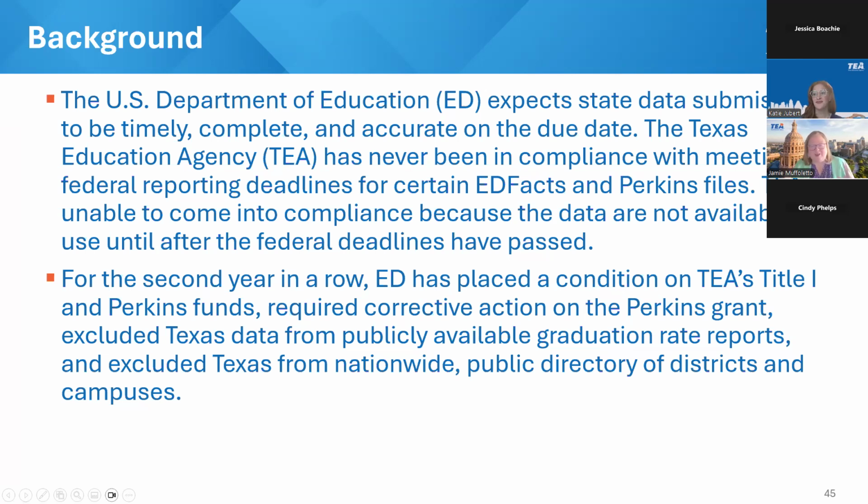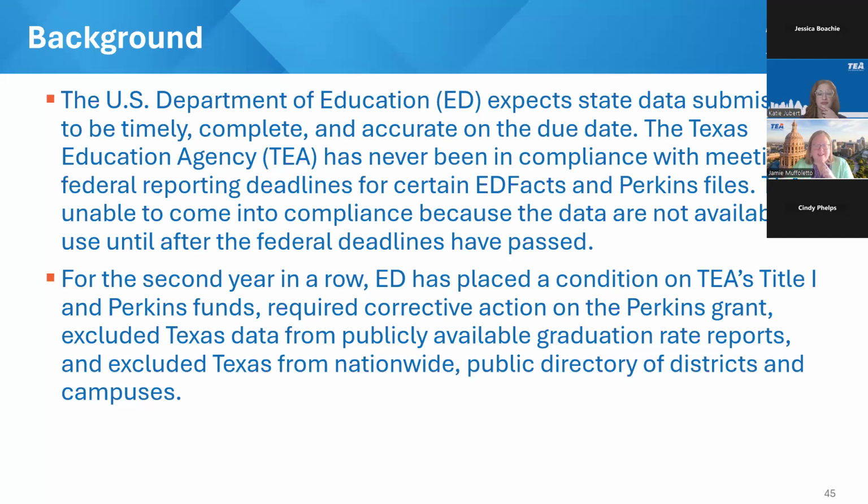TEA uses all of your data to complete certain federal reporting requirements. We expect you to be on time and accurate in your reporting. The U.S. Department of Education expects us to be on time and accurate with our reports. But we have not been able to meet those federal reporting deadlines for some of those. Based on this, TEA has not been able to come into compliance based on when we're getting some of the information about our graduates, leavers, and dropouts.